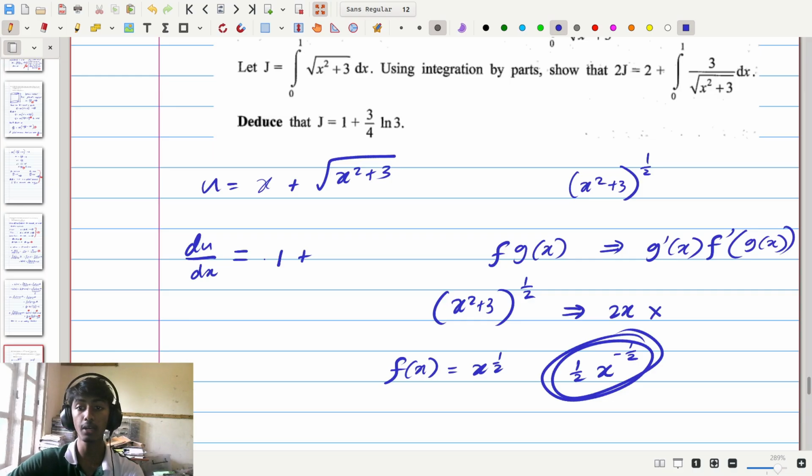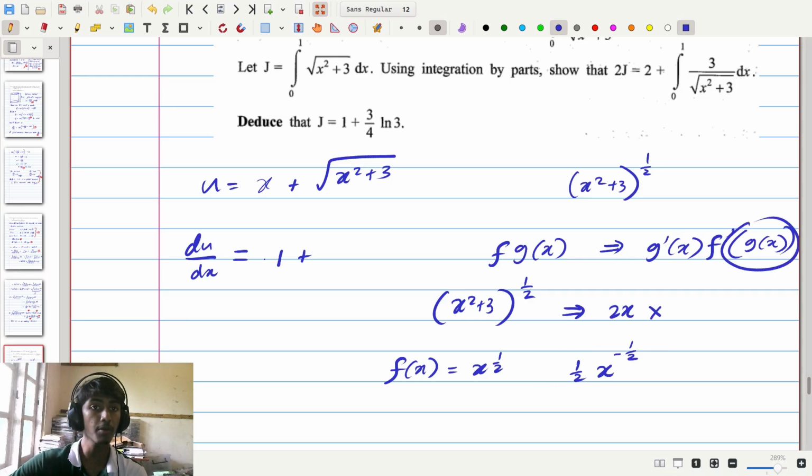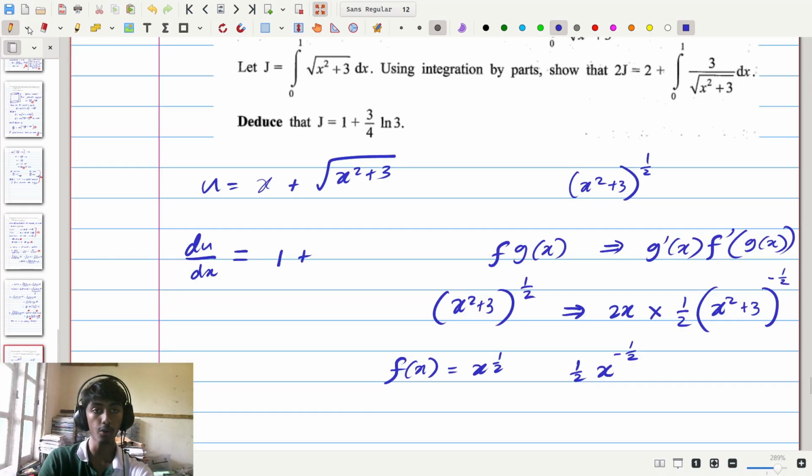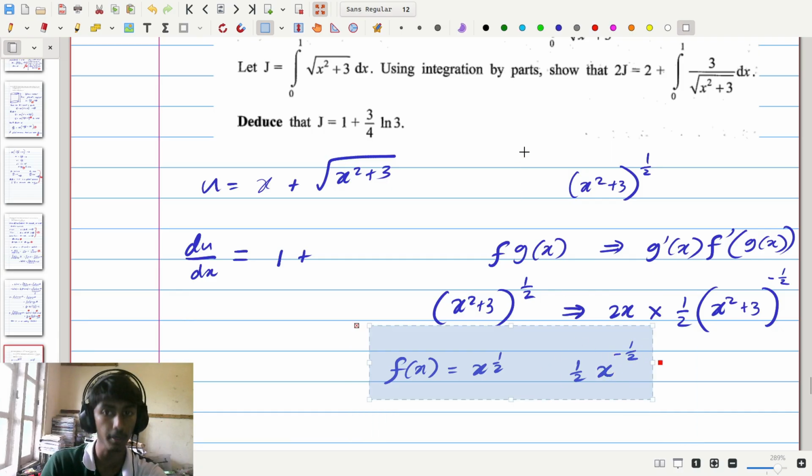So what we have here is f prime of g of x. Therefore, we have half, and instead of x, we have to substitute g of x, which is x squared plus 3, to the power of negative half. So this is the derivative we get when we take the derivative of the square root of x squared plus 3.